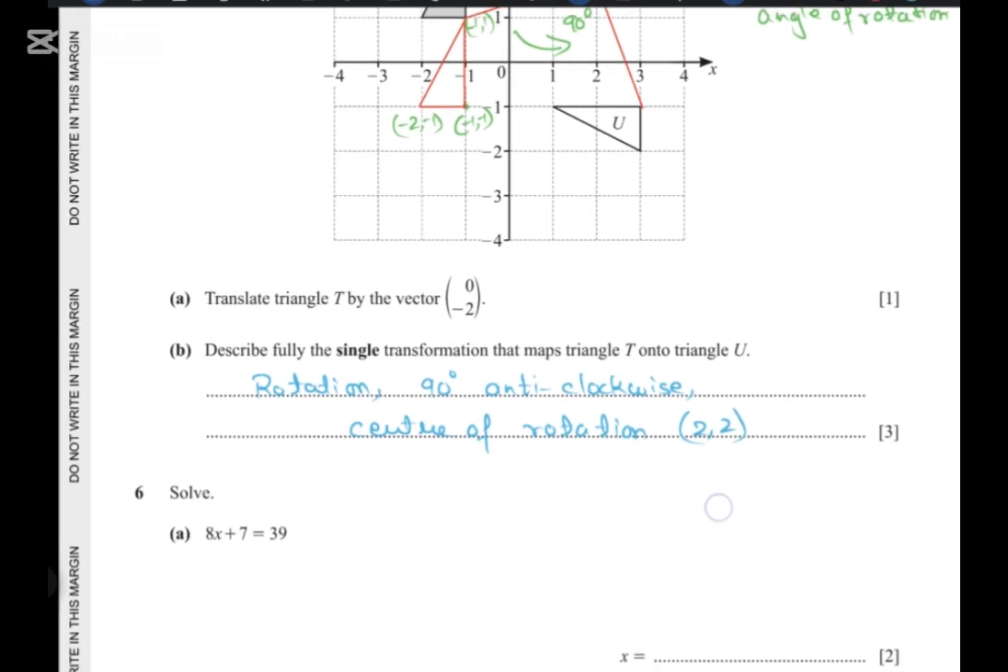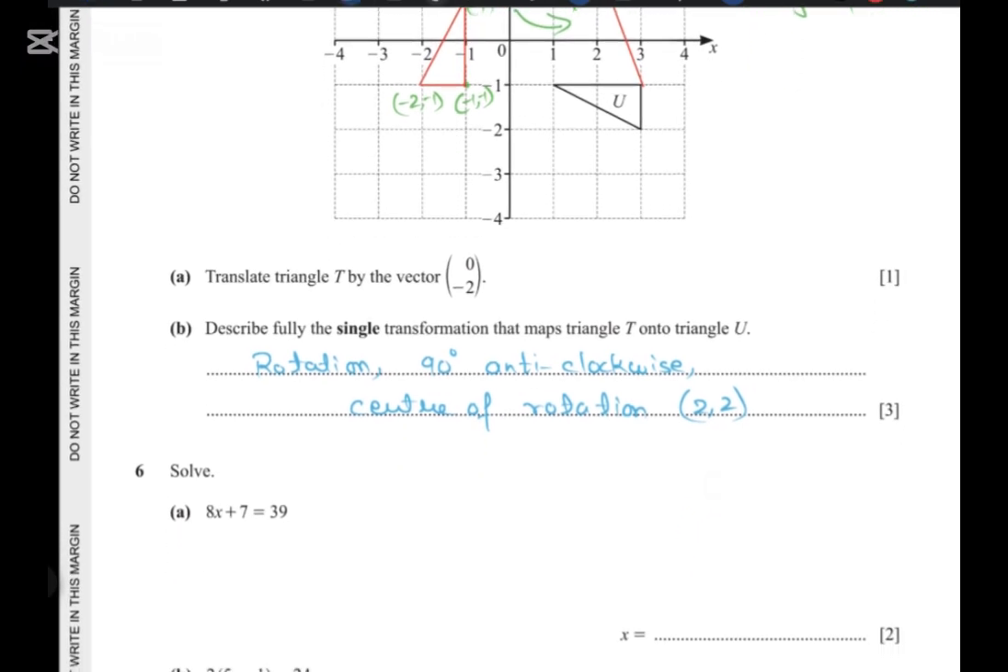Question number 6, A. 8x plus 7 you need to solve. To solve, we need to find the value of the variable. So 8x plus 7 is equal to 39. Bring 7 to the other side. You get 8x is equal to 32. This gives you x is equal to 32 by 8, which is 4. So x is 4 here.